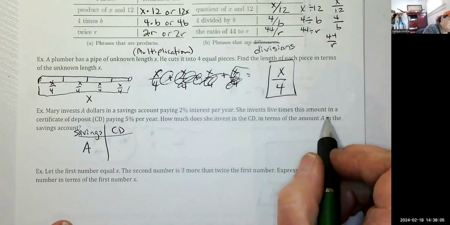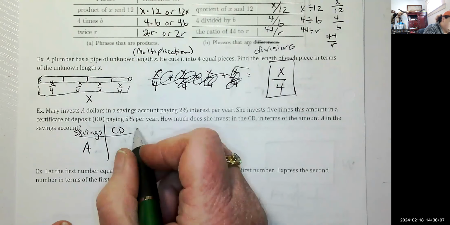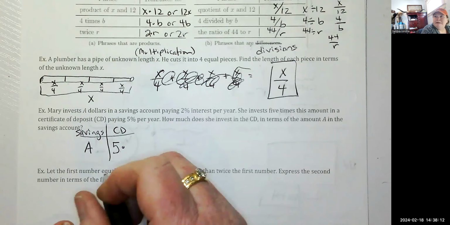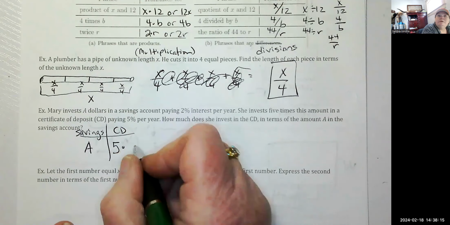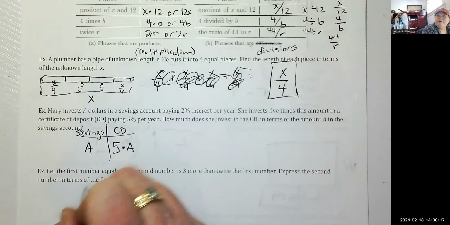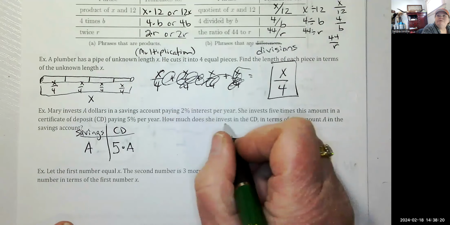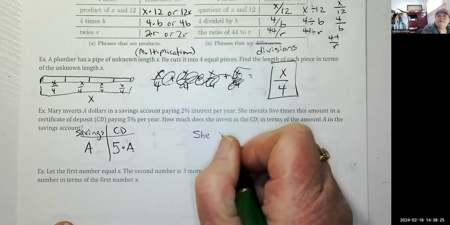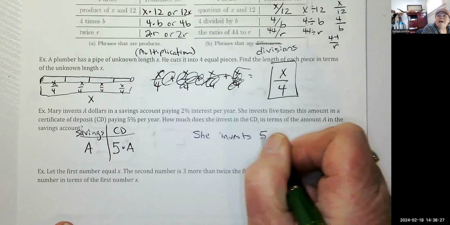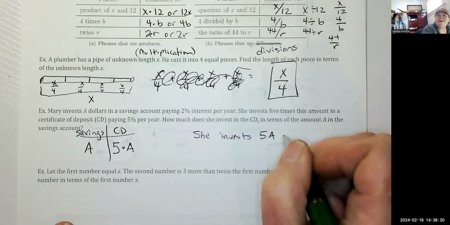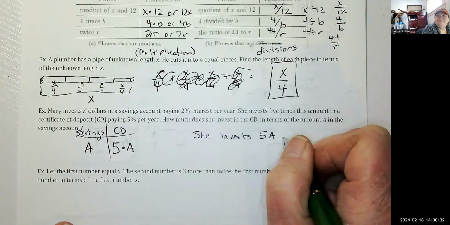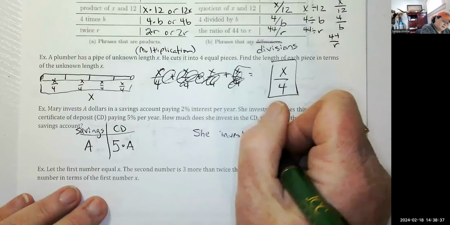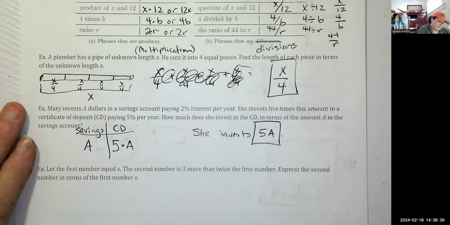She invests 5 times that amount in the CD. Well, 5 times what? 5 times the amount that she invested in this one. Well, she invested A in that one. So how much does she invest in the CD? She invests 5A, 5 times however much she put in the other one. Okay, I don't have a number, so I can't really put units or anything, but that's what they're wanting us to do. It's 5A.